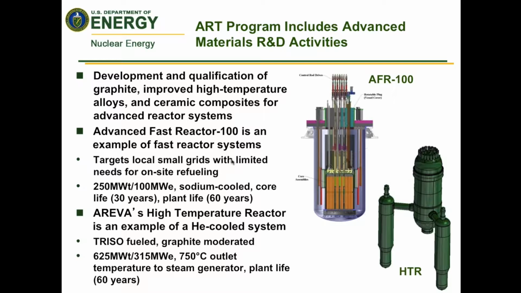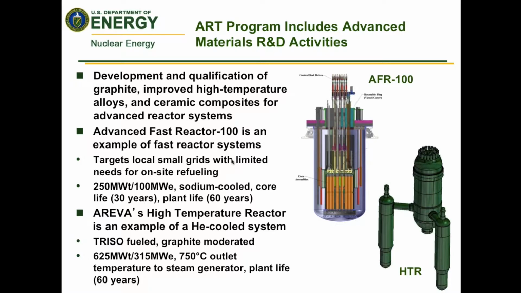A couple of examples that you can see on the screen of advanced reactor systems are the Advanced Fast Reactor, which is a small modular size reactor, sodium cooled, 30-year core life, 60-year total life. The reactor core coolant, sodium, exits the core at about 550 degrees C. It's well matched for things like the supercritical CO2 Brayton cycle, which I'll talk about more with regard to the compact heat exchangers I'll touch on as I move forward.